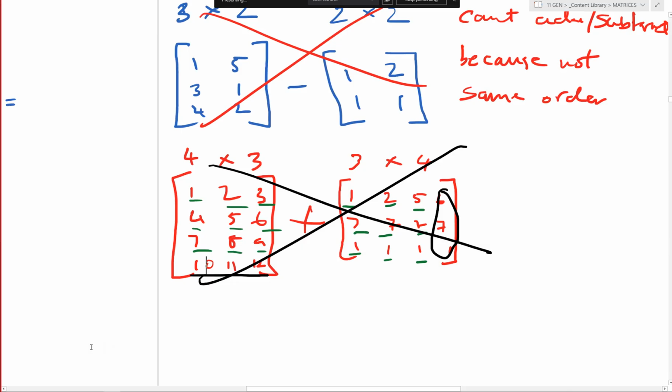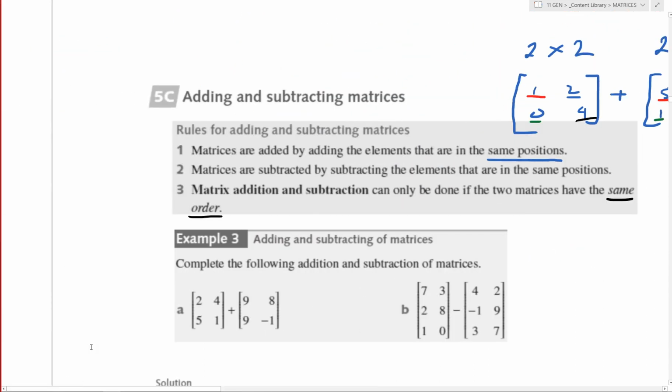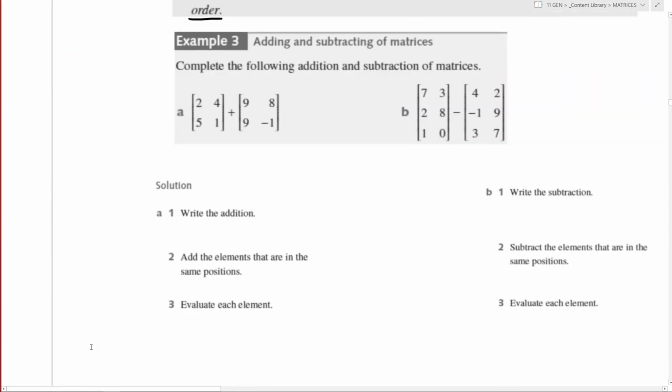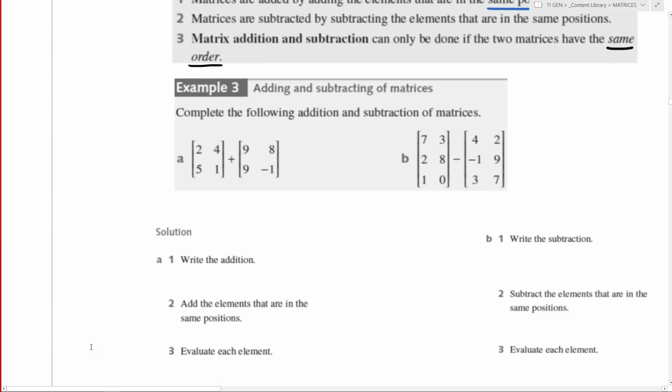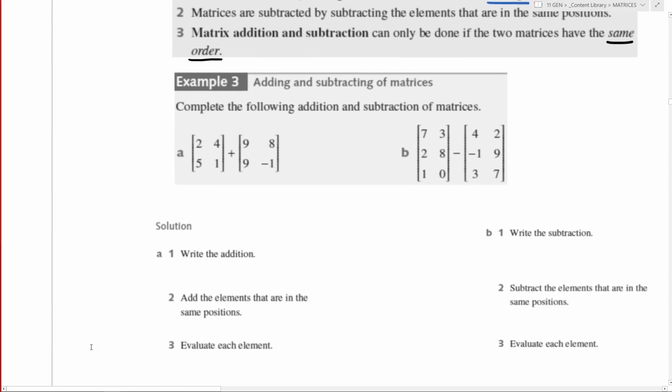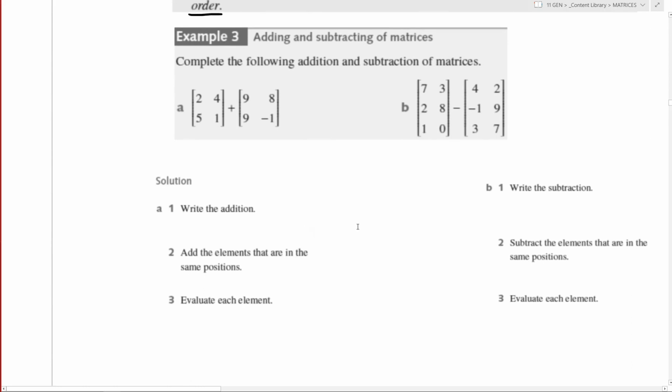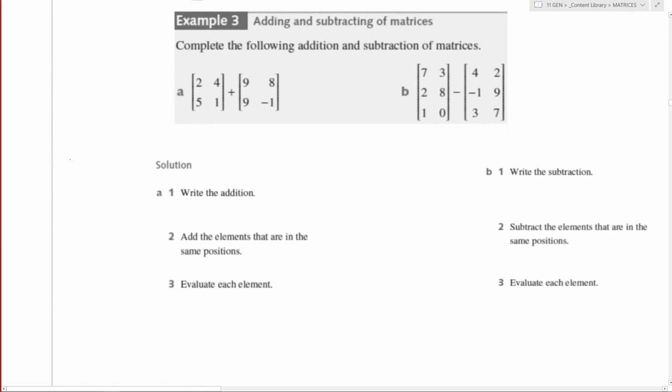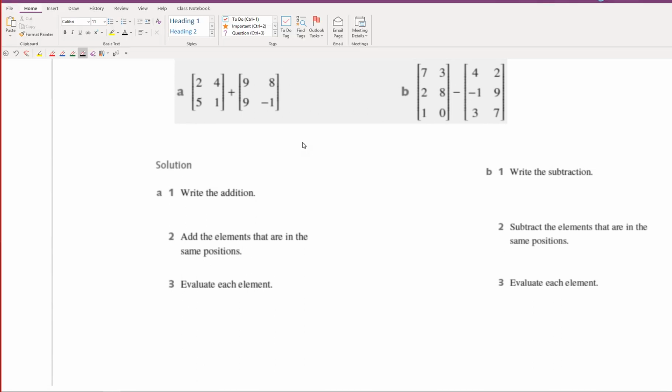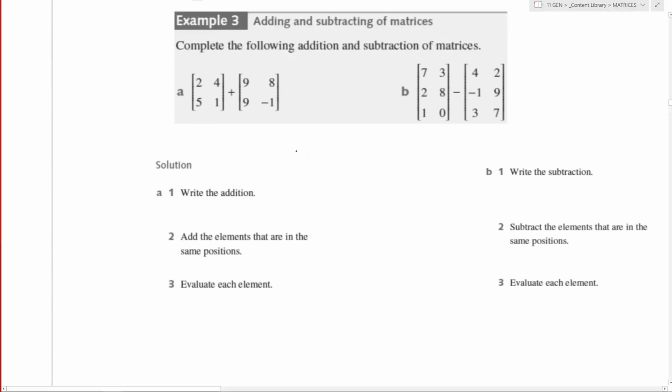Okay, let's move on. Hopefully that made sense. Ask questions as we go, guys. I really appreciate it. So let's do some of these by hand. Complete the following addition and subtraction of matrices. The first part is write the addition. Now, you don't have to actually do this because it does take a lot of work. But just for the sake of doing the example properly, I will show you how the textbook expects you to do it. So let's start by writing the addition.